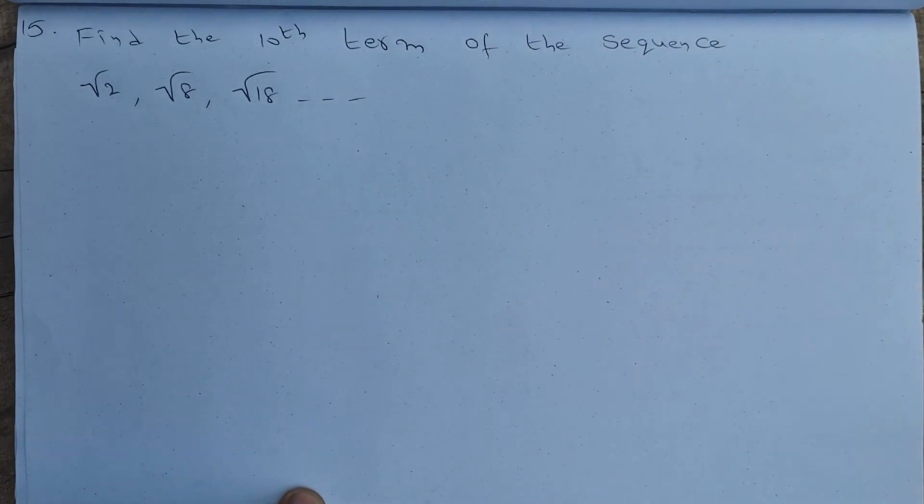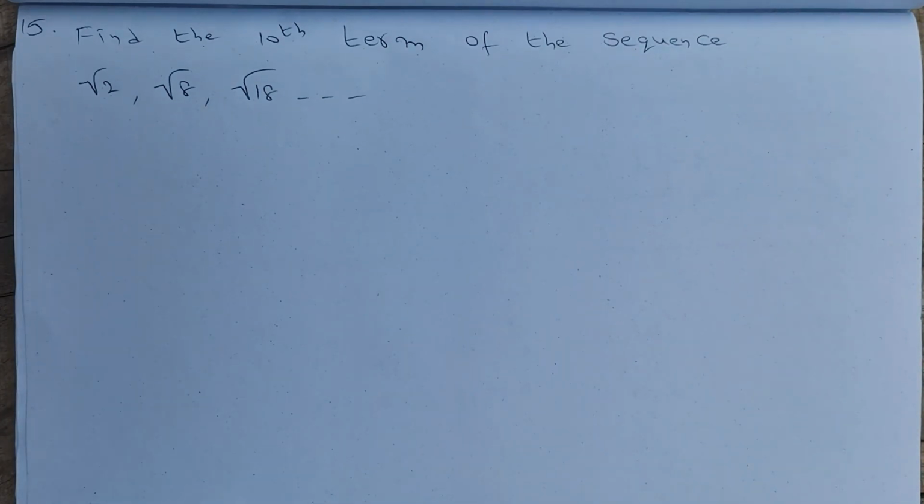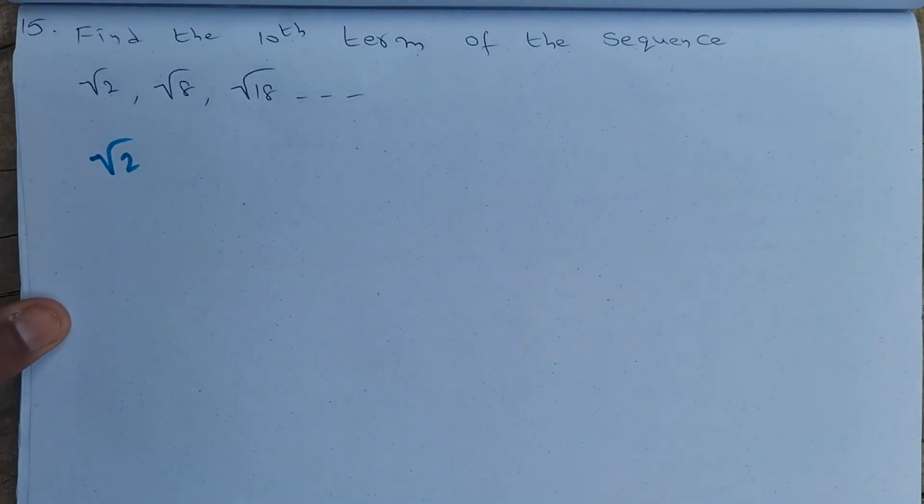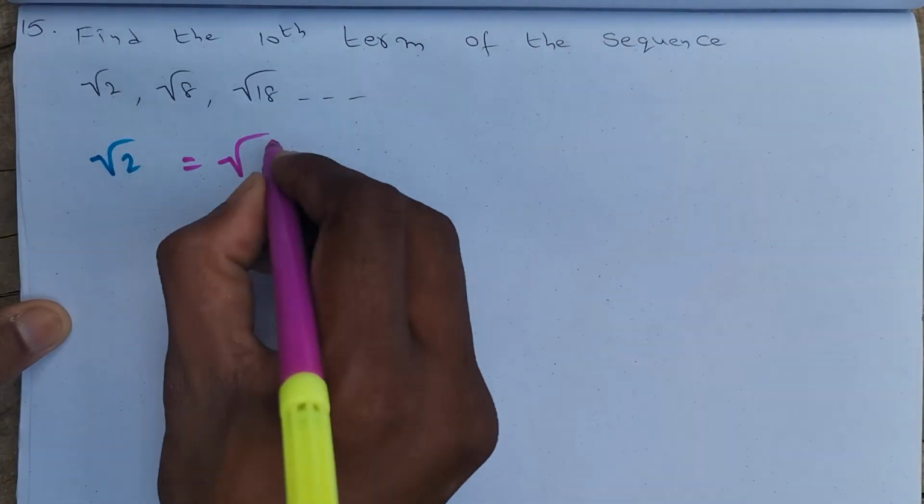Question number 15. Find the 10th term of the sequence root 2, root 8, root 18 and so on. First of all, we need to simplify the terms. Let us check. Root 2 is the first one, which is already in the simplified form only. So root 2 is exactly root 2 only. No problem with that.